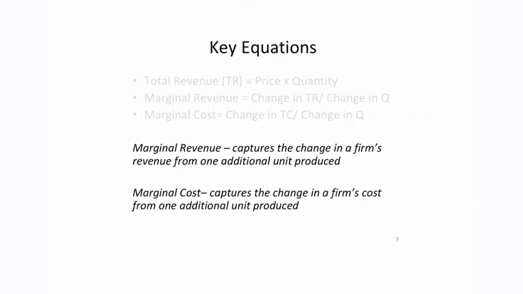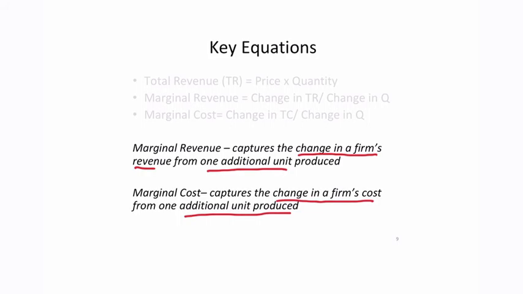Marginal revenue is going to capture the change in a firm's revenue from producing one more unit of a good, whereas marginal cost is going to capture the change in the firm's cost from producing one additional unit of the good. So remember, with marginal analysis, a firm is going to be interested in understanding the changes in costs and the changes in revenue on a per unit basis. That's going to be the best point of comparison for them to understand exactly what the optimal decision will be.